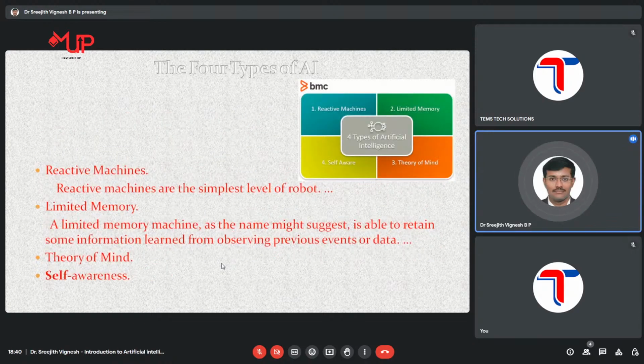And the four types of AI are reactive machines, limited memory, theory of mind, and self-awareness. These are the four types of artificial intelligence factors to be considered. Reactive machines are the simplest level of robot. Limited memory machines retain some information learned from observing previous events. Once you are able to predict based on previous things, you need some limited memory. Theory of mind is a kind of input that is fed as an education factor. And self-awareness is the system being used to protect itself. So your system should be well versed to protect itself.